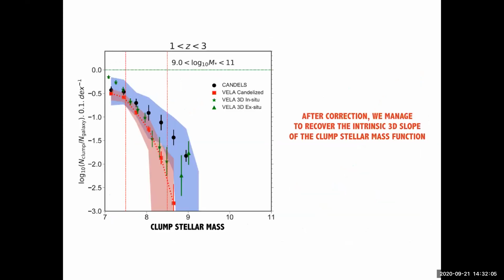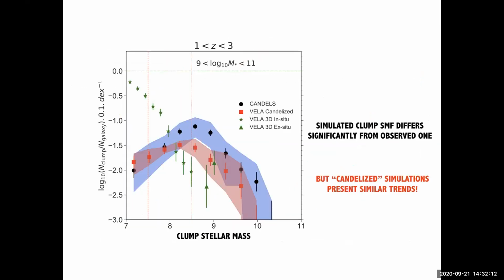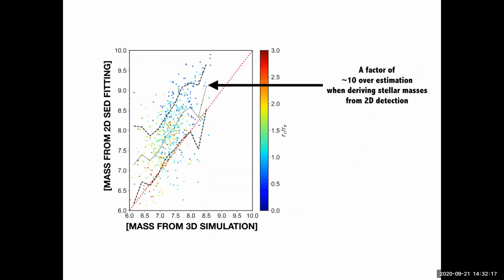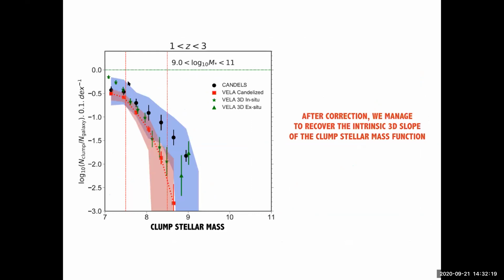So once you do that, you can go and correct the stellar mass function. Now you compute the stellar mass function of the clumps. Remember, this should be compared to the earlier ones, in which we got very different shapes and very high masses. We apply the correction, and as expected, the mass function now looks completely different, and it matches. Red is the Vela simulation, and blue is CANDELS. They are a bit on top, with more clumps at a given mass, but you match the intrinsic 3D clump stellar mass function much better.